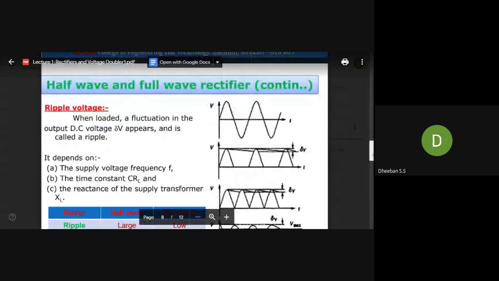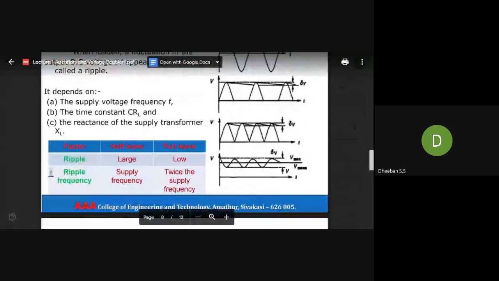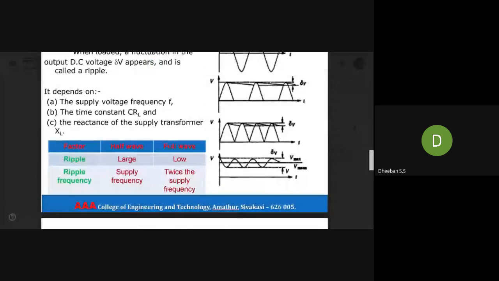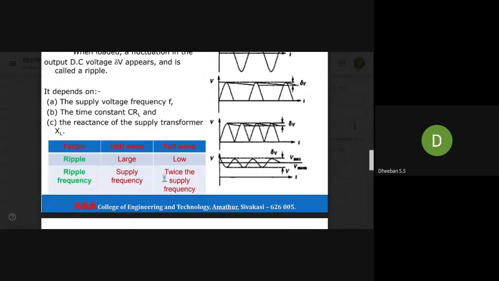Here what you have to look at is the ripple. The ripple is nothing but the amount of AC quantity in your DC supply. The output you will be getting is DC, but ripple is the unwanted factor, which is the AC quantity. That's your ripple. The ripple will be large in the half wave and low in the full wave. The ripple frequency will be the supply frequency in the half wave, but in the full wave it will be twice the supply frequency.